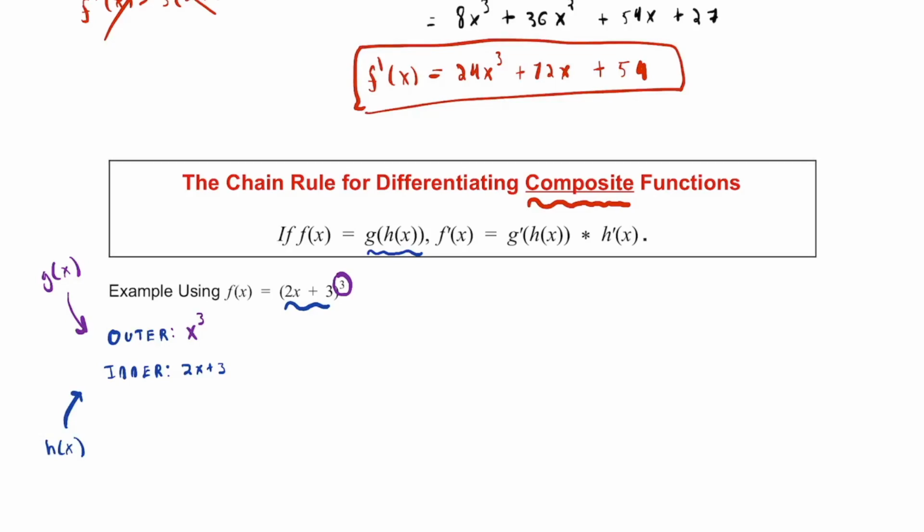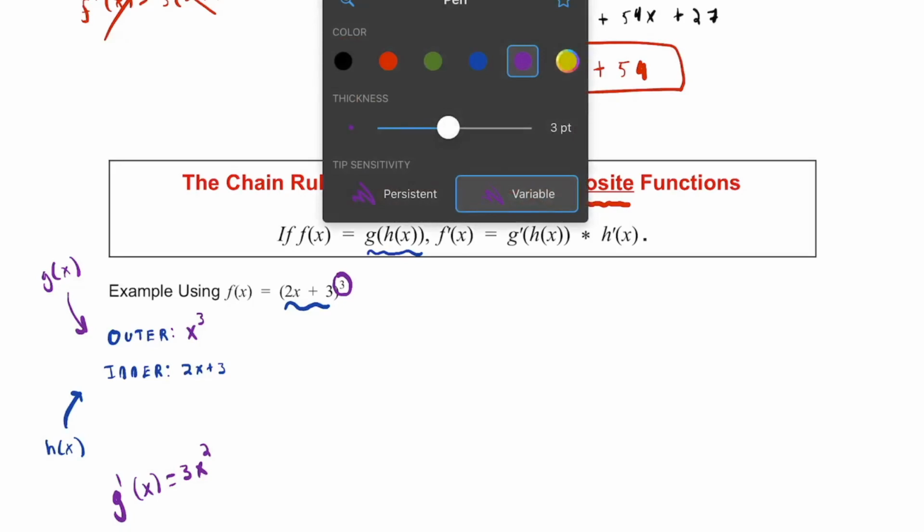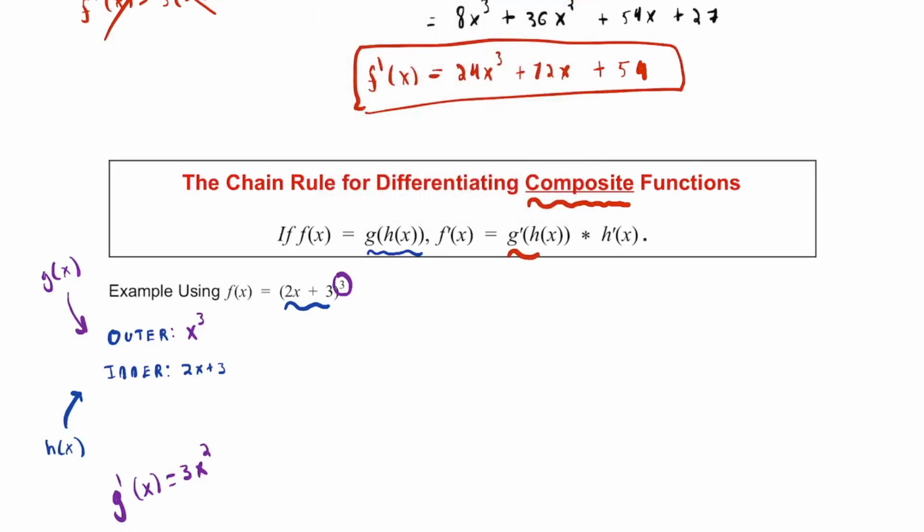And so if we wanted to find first, what is g prime? Well, g prime, we can just use the power rule. That's the derivative of x cubed, which is 3x squared. Now, what the chain rule says is it's g prime of h of x. That means stick h of x, which is 2x plus 3, into g prime.